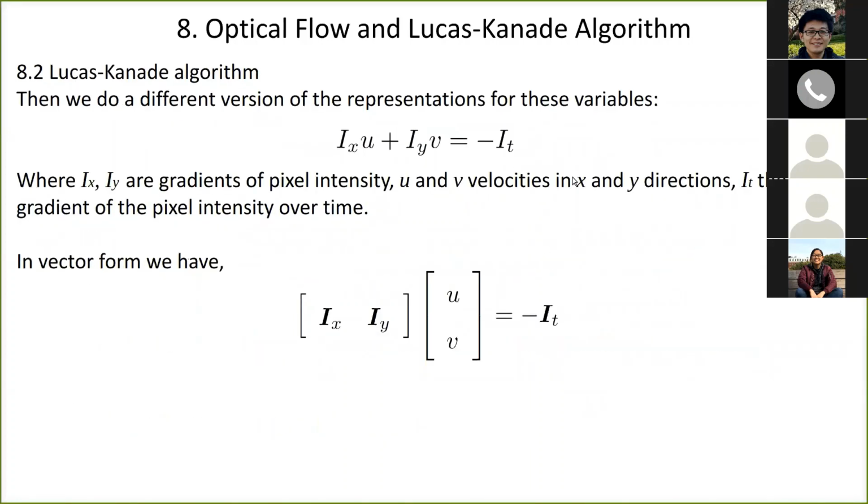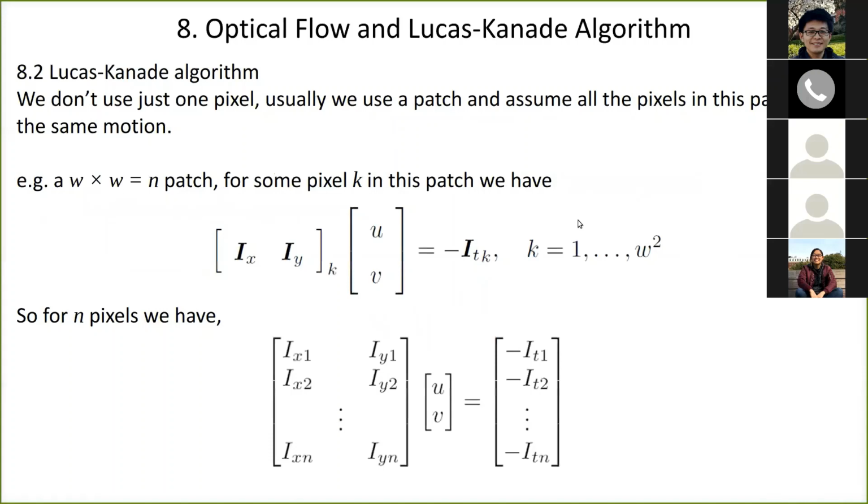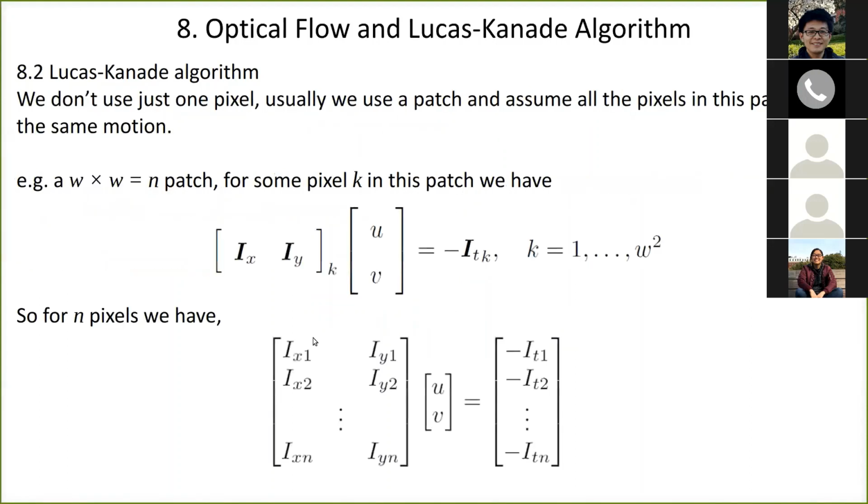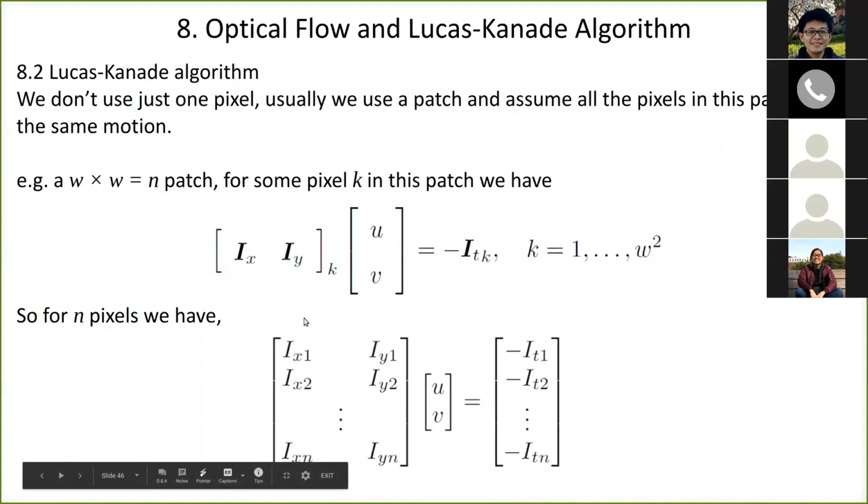Okay. To make this equation simpler, we can denote it as the inner product of two vectors, equal to minus it. This is just for one point. We can compute this u and v if we have multiple points, right? We have this equation which consists of a lot of points.